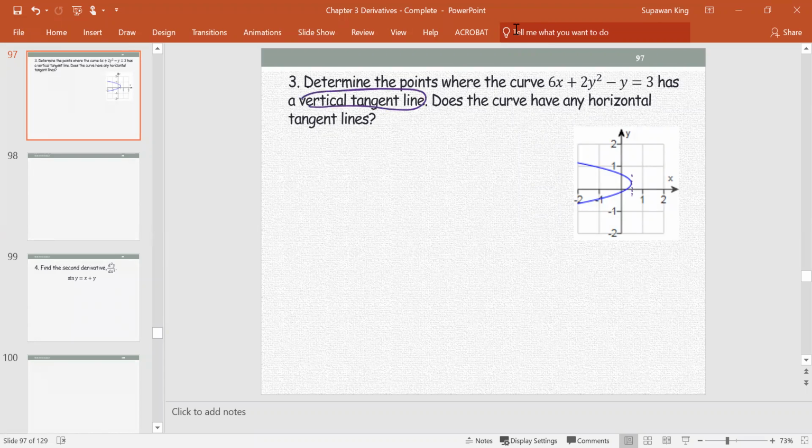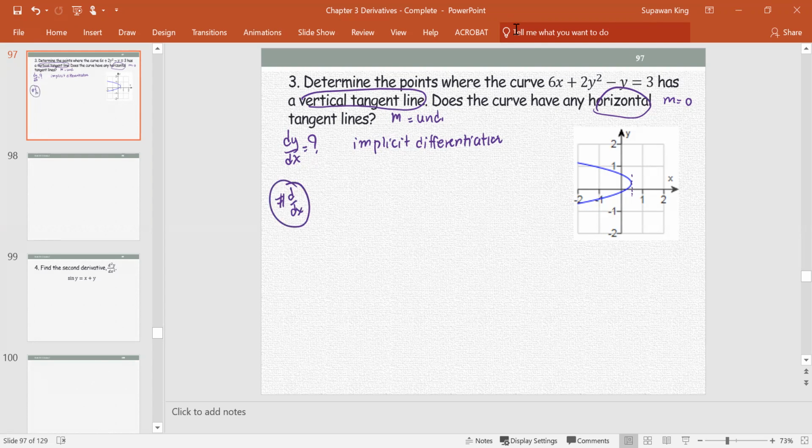For the vertical tangent, the slope m is undefined. For the horizontal tangent, the slope is 0. So we are going to find dy/dx using implicit differentiation. Starting with step number 1, find the derivative with respect to x of our terms. So d/dx of 6x plus d/dx of 2y² minus d/dx of y equals d/dx of 3.